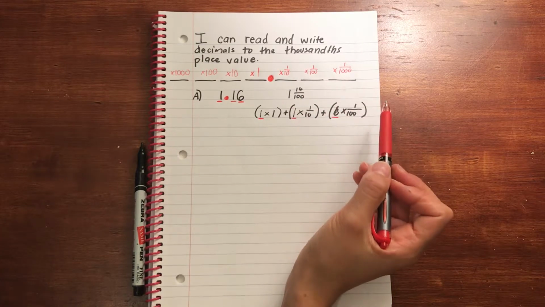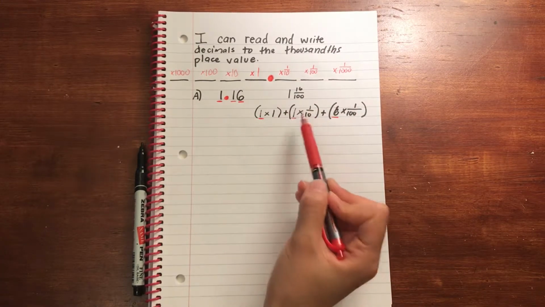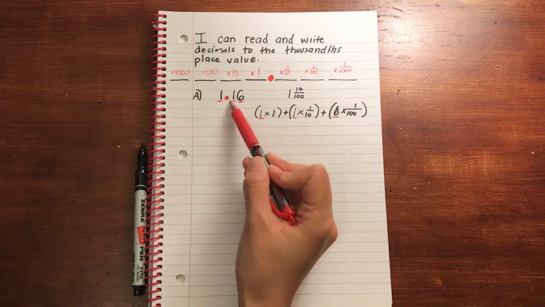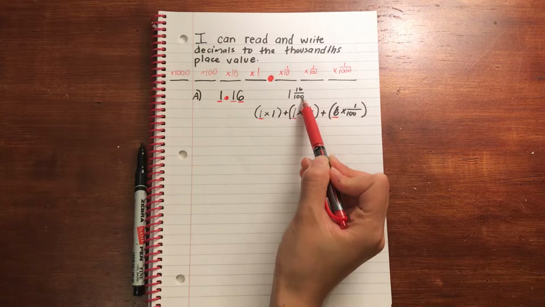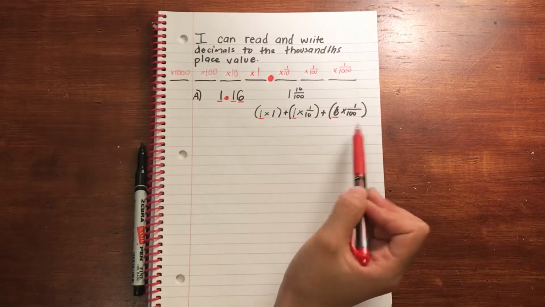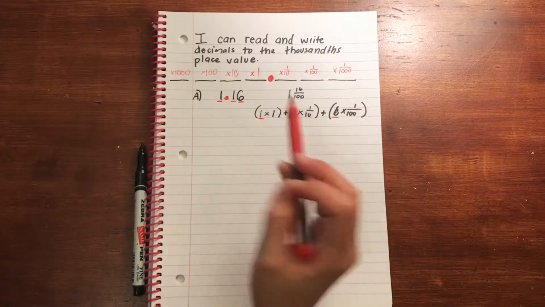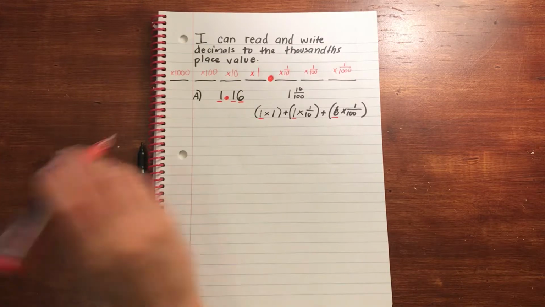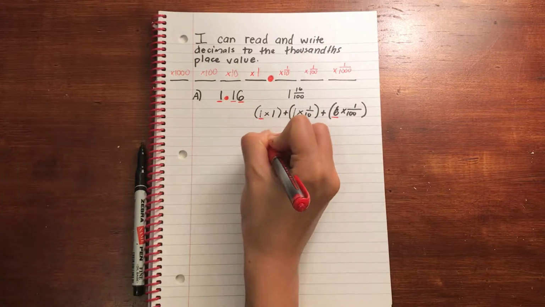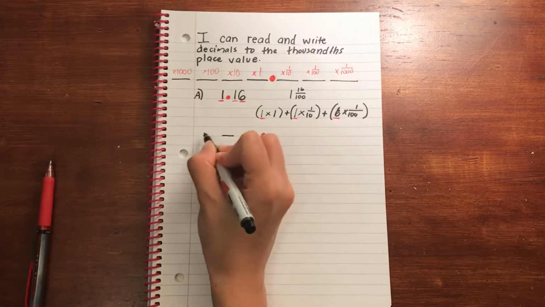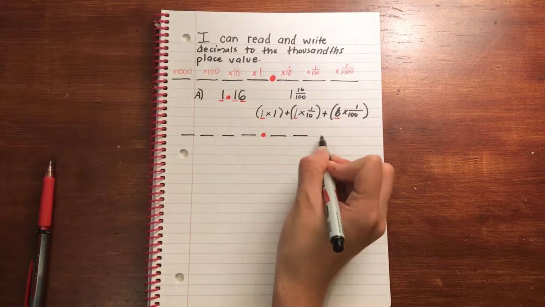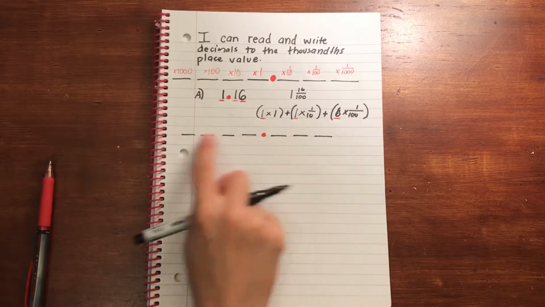So 1 times 1 is 1. 1 times 1/10 is 1/10. And then 6 times 100th is 6 hundredths. If I add all of these together going backwards, one suggestion I would give is to create a place value chart just to begin with, just to get your feet wet, getting used to the expanded form. And you should have this memorized.